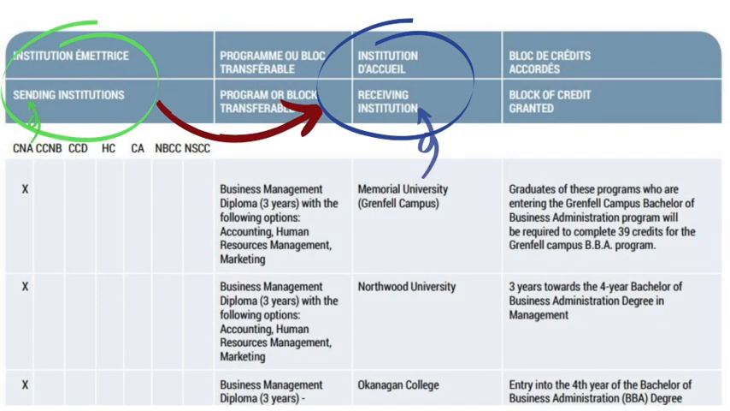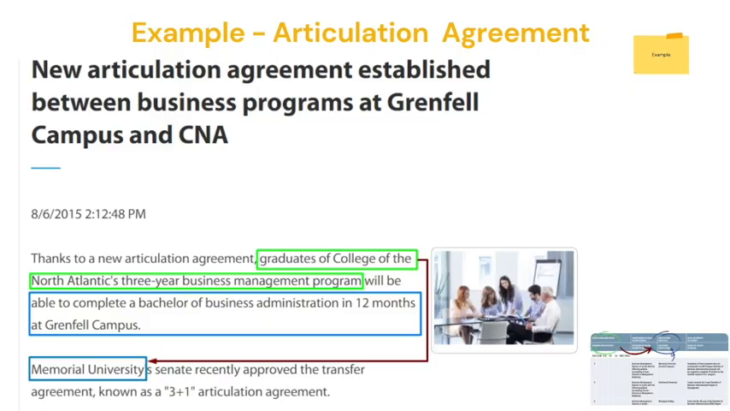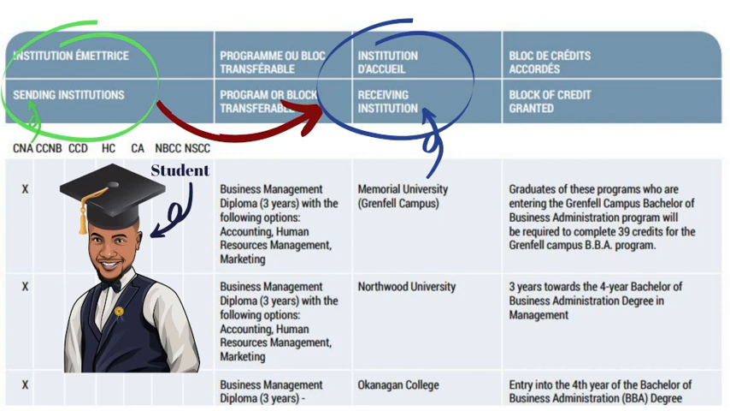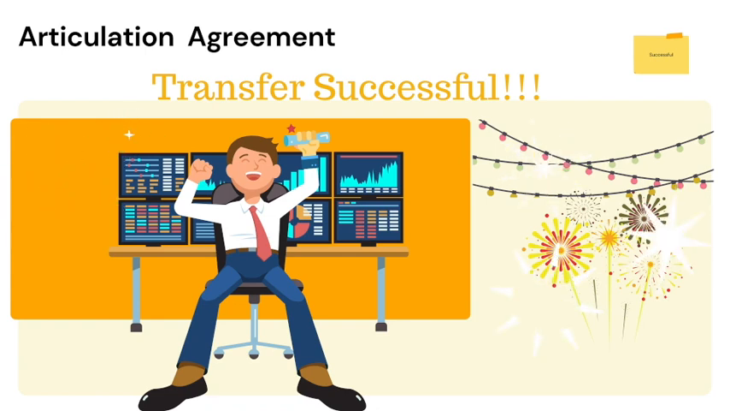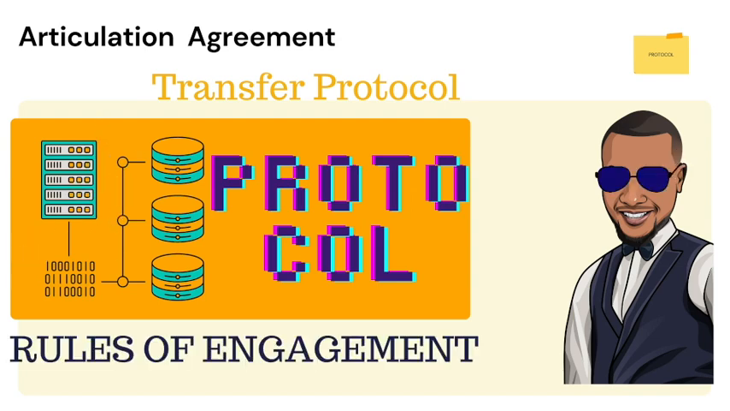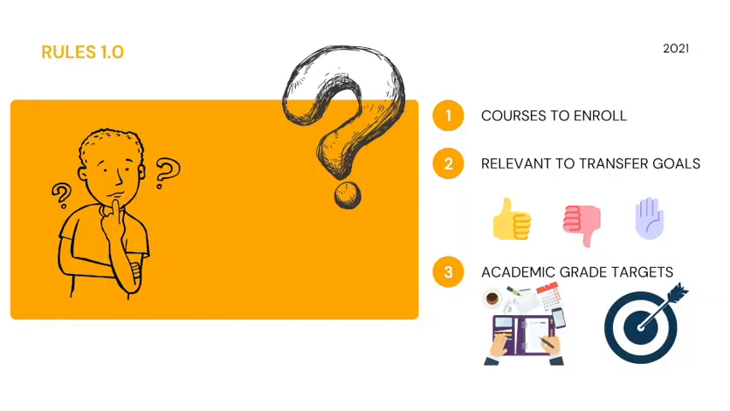For example, a student must attain a certain grade in a subject that is relevant to the transfer. There are 3 perspectives and 3 parties at play here: the student, the sender college, and the receiving college. They each play a crucial role if a transfer is to be successful. Personally, I relish the term transfer protocol, because that defines precisely what the rules of engagement are. Courses to enroll in, which ones are relevant to achieving your program goals.